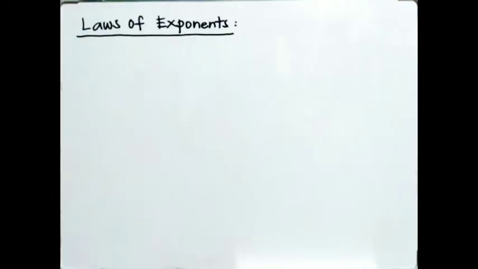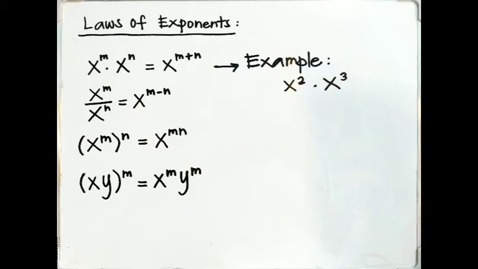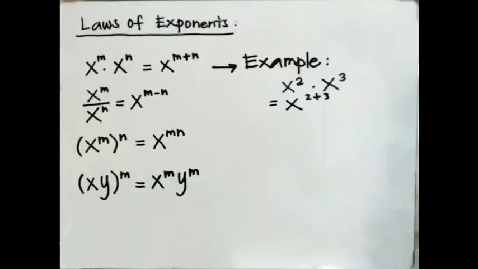Let us now proceed to the laws of the exponents. In the law of exponent x to the power of m multiplied by x to the power of n, write down the base x then add its exponents m plus n. For example, x squared times x cubed. Write down the base and the exponents 2 plus 3, it will be equal to x to the fifth power.